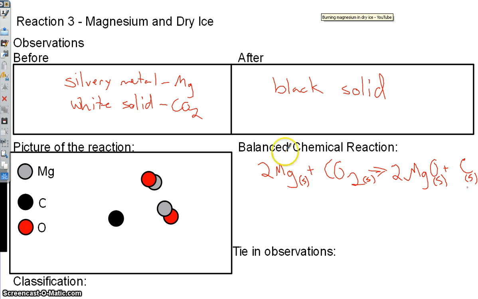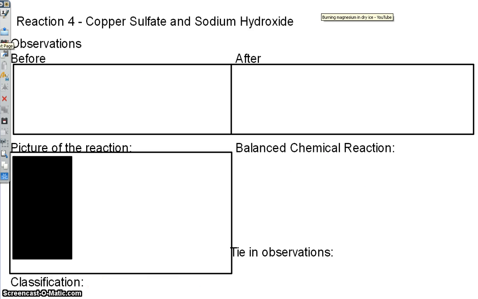Again, the silvery metal we saw, this white solid we saw, the black solid we for sure saw, and I think sometimes you see a white solid mixed in there also. Classification, you can think of this as the oxygen being displaced from the carbon to the magnesium. So this is a single displacement or single replacement, depending on which term you like better. All right, on to the next one.